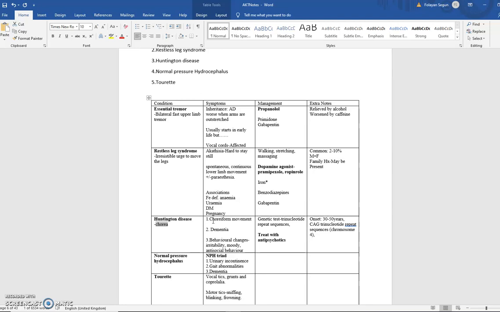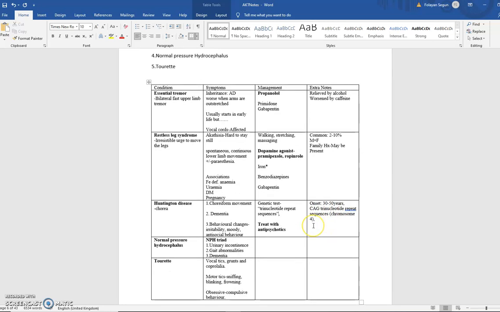So the treatment here is antipsychotics. Okay, I've put a genetic test: trinucleotide repeat sequences. In order to make a diagnosis, a genetic test is done, which shows what is called trinucleotide repeat sequences. So I'll put it in quotes here. That's what the test reveals. Okay, and the age of onset is around 30 to 50 years.